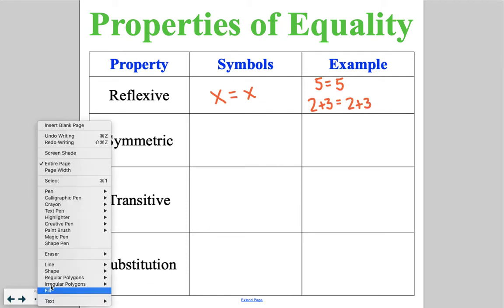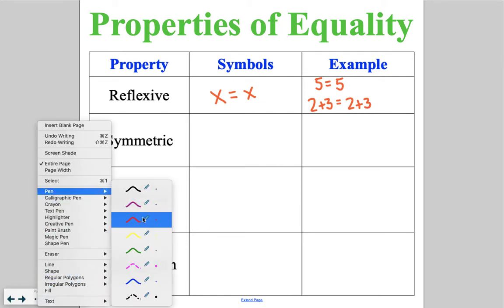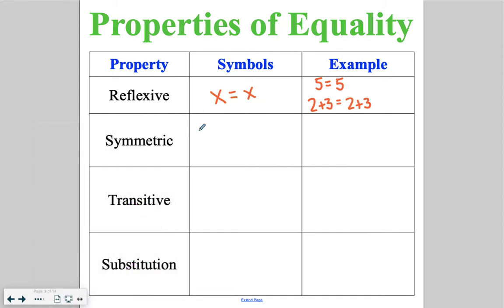Our next property here is going to be the symmetric property, and that is going to say that if a number plus another number equals a third number, then that third number is equal to the first two being added again, or subtracted, or multiplied, or divided. So this is basically saying that if you have something that is equal to a number, then you can flip which side of the equal sign things are on.